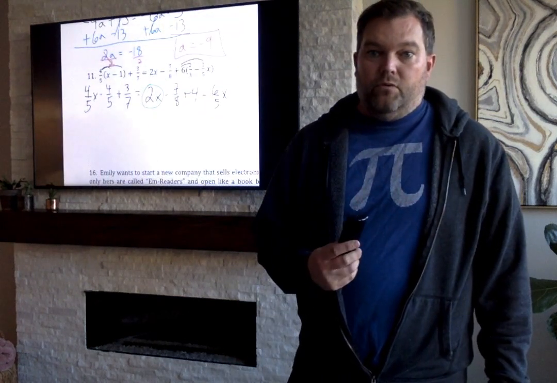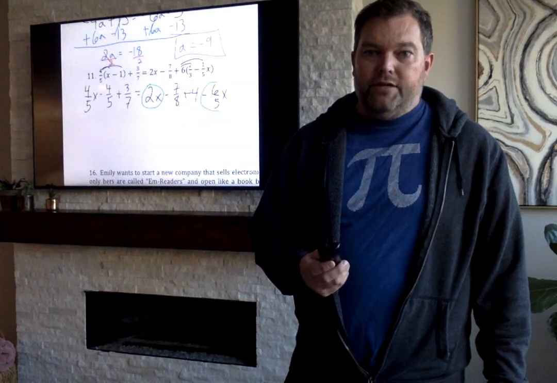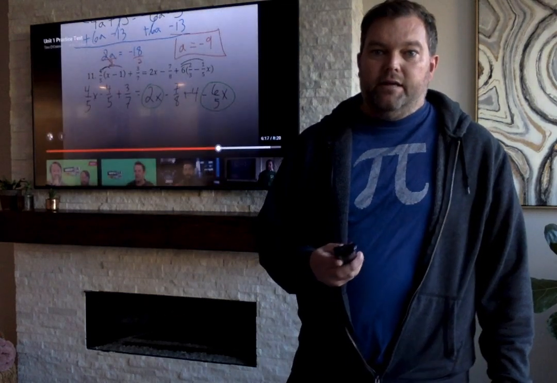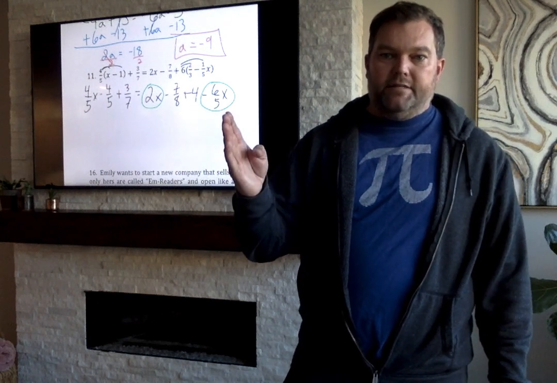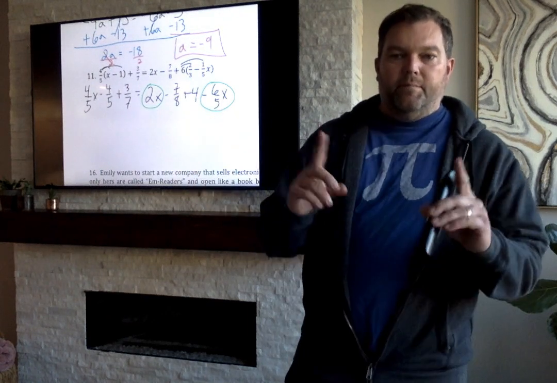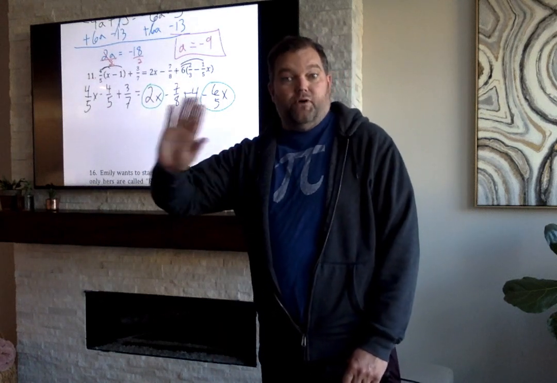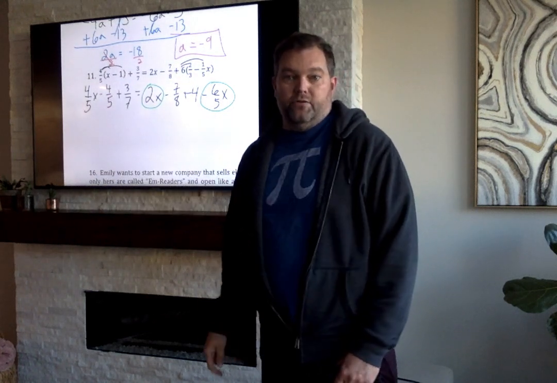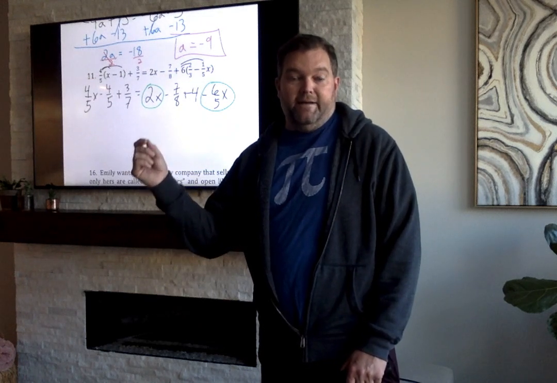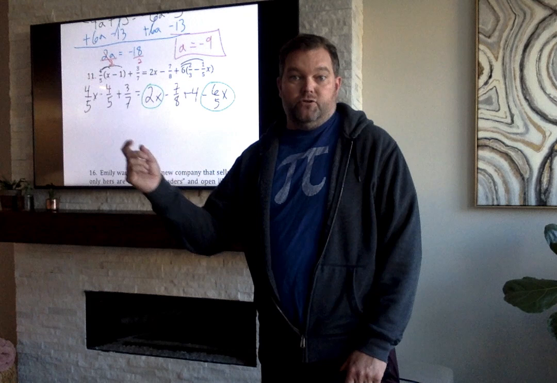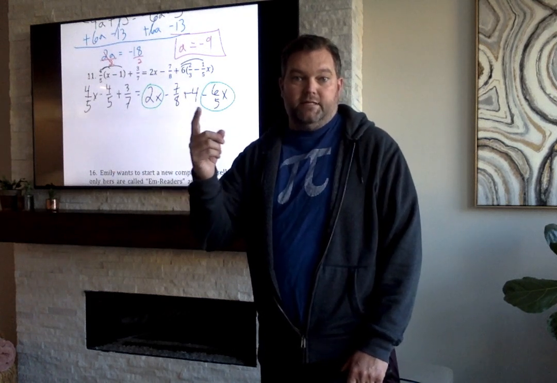Now, what am I circling here? Oh, I'm circling some like terms to combine. Because on this side, I've got x's here and x's here, so I want to put those together. But I do want to point something out. If you wanted to get rid of all of the fractions right now, we could. We would have to multiply by the lowest common denominator. So let's look at our denominators. 5, 5, 7, 8, and 5.